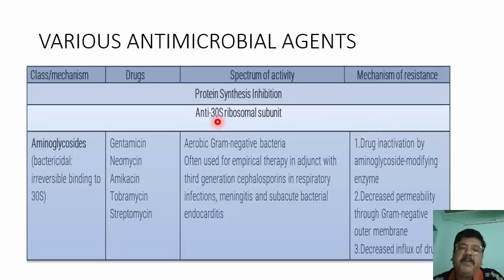Then protein synthesis inhibitors, 30S ribosomal subunit inhibitors, the aminoglycosides: bactericidal, irreversible binding to 30S. Gentamicin, neomycin, amikacin, tobramycin, streptomycin. Active against anaerobic gram-negative bacteria, often used for empirical therapy in adjunct with third-generation cephalosporins in respiratory infections, meningitis, and subacute bacterial endocarditis. Mechanism of resistance is drug inactivation by aminoglycoside modifying enzymes, decreased permeability of the gram-negative outer membrane, and decreased influx of the drug.